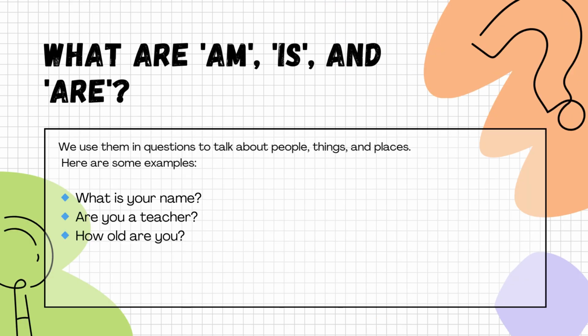Okay, so first things first. What are am, is, and are used for? We use them in questions to talk about people, things, and places. Here are some examples. What is your name? Are you a teacher? How old are you? See? Super simple, right? Let's break it down further.